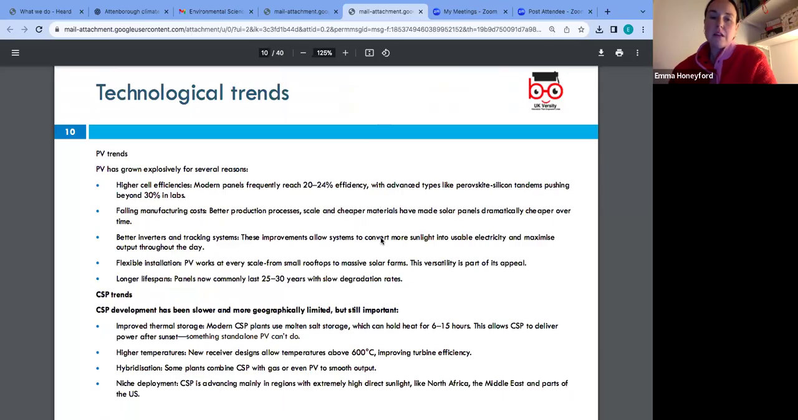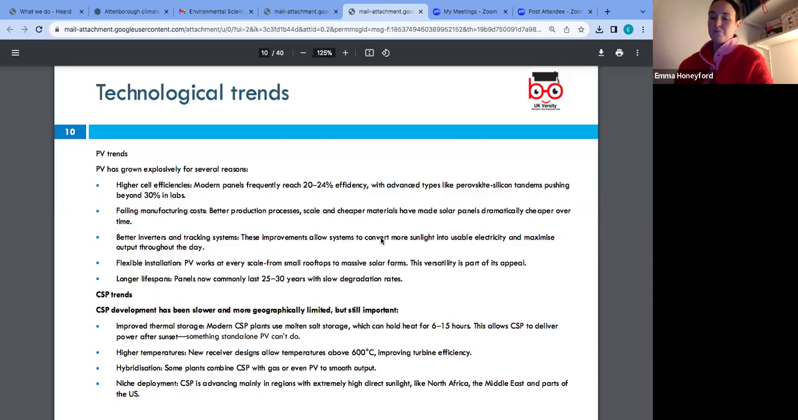In terms of technological trends, the two types of solar power have been quite different. It's worth noting that PV has grown explosively over the past 10 years for several reasons. Because of the panels and the high rate of efficiency, the manufacturing costs have fallen. There have been better production processes. The scale and the cheaper materials have made solar panels dramatically cheaper over time.